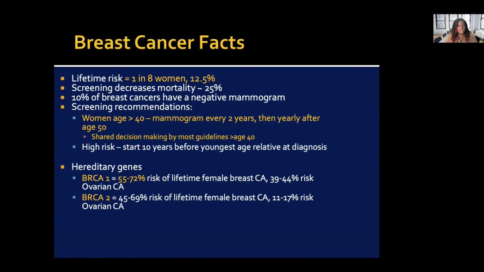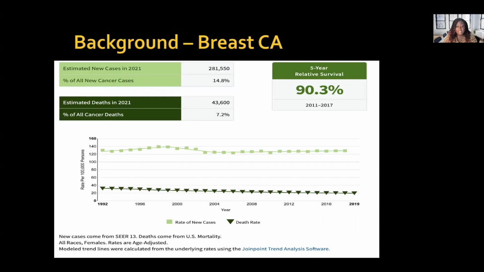BRCA1 has approximately a 55 to 72% risk of lifetime female breast cancer and 39 to 44% risk of ovarian cancer. BRCA2 is similar with a 45 to 69% risk of lifetime female breast cancer and an 11 to 17% risk of ovarian cancer. This information is from the National Cancer Institute and it's current as of November 2021.